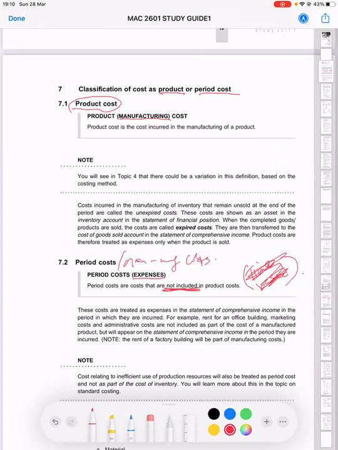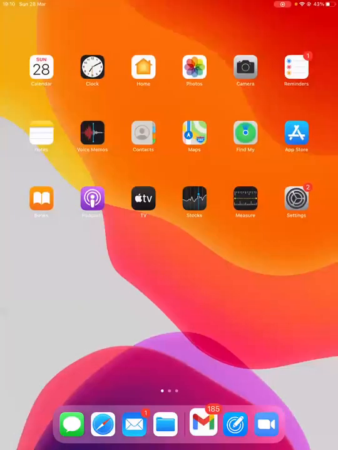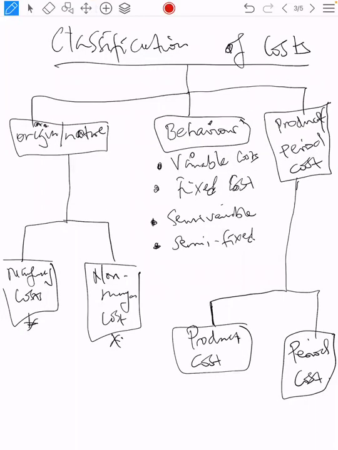All right. So now, good people, if a question is posed unto you, are you able to classify your cost into their origin according to their behavior, and in terms of either being a product cost or a period cost, and explain it in detail? Are we able to do that? Okay, are we able to classify our costs? Yes, I believe so.